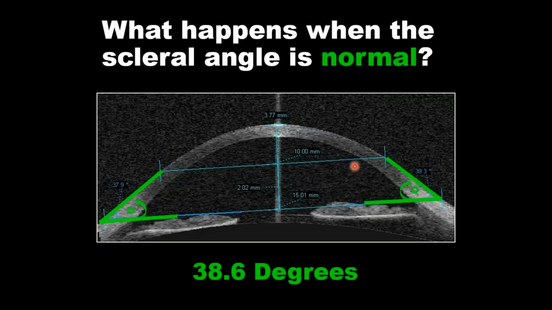Now, when we have a normal scleral angle, then our standard trial lens is very likely to fit appropriately in height, likely to fit appropriately through the peripheral cornea, the limbus, and land down appropriately, because the lens was constructed assuming a 38 degree normal, median, middle of the bell curve angle.